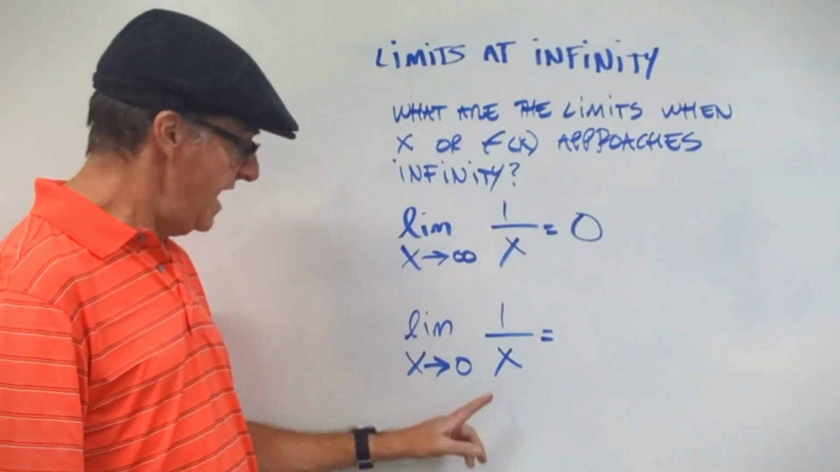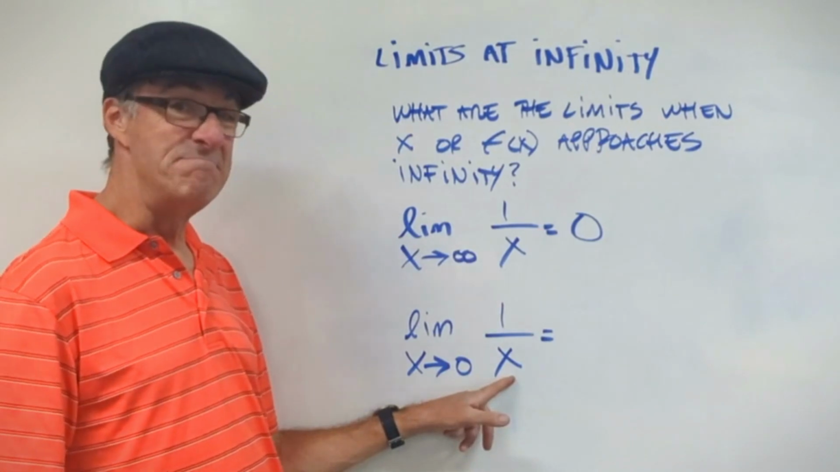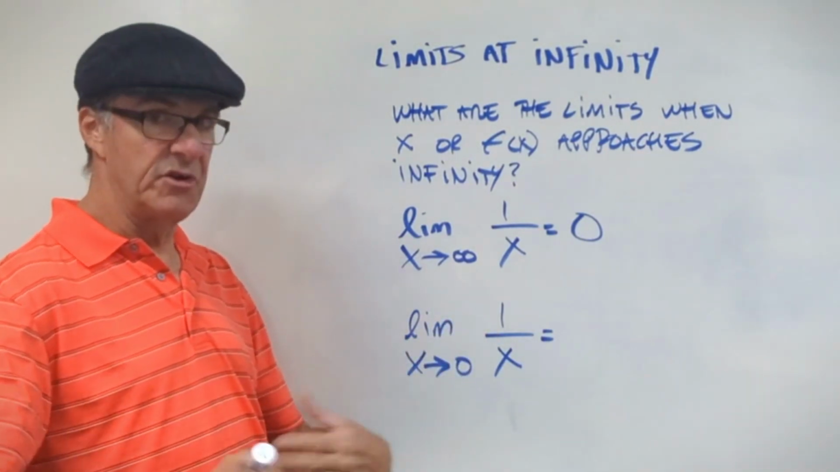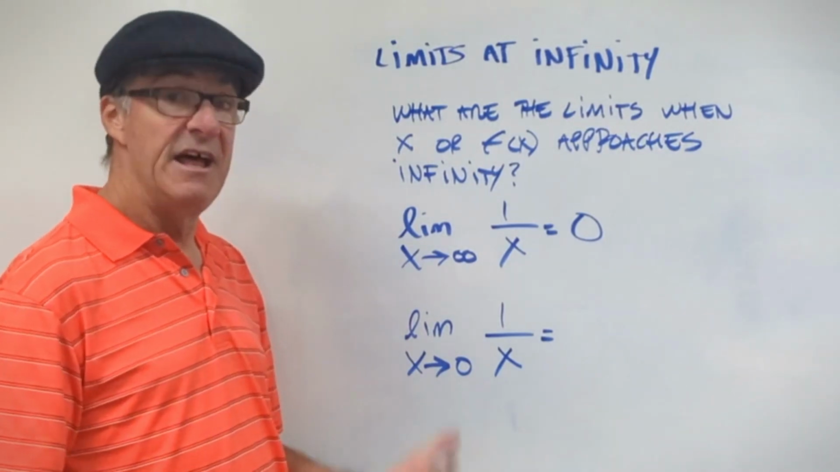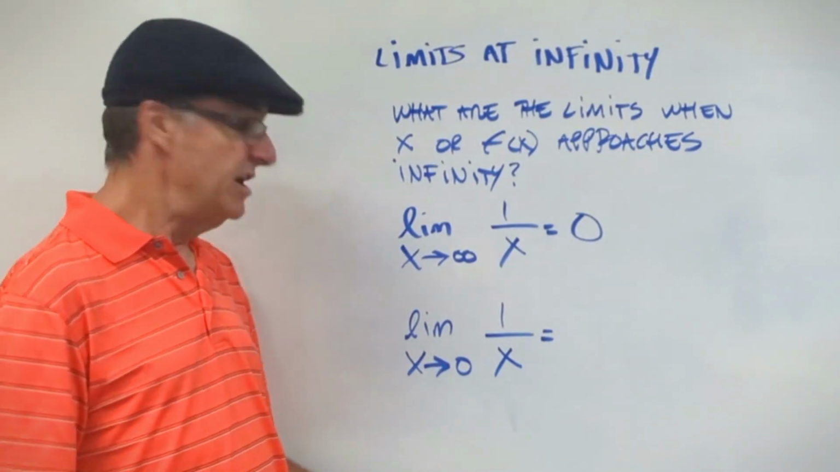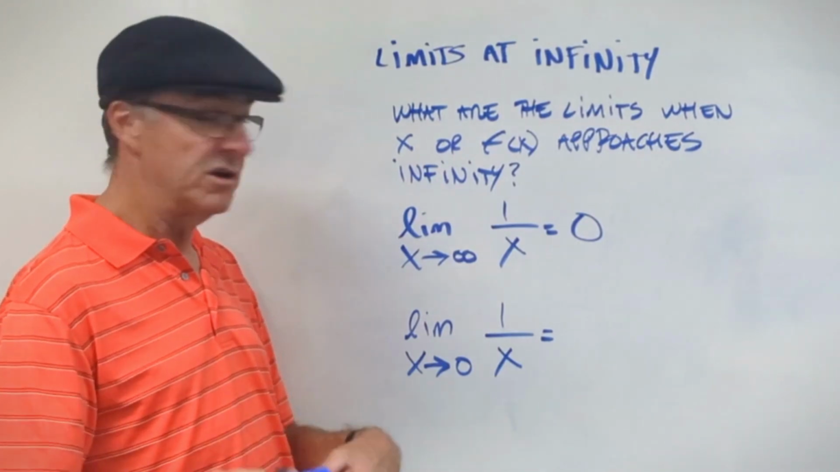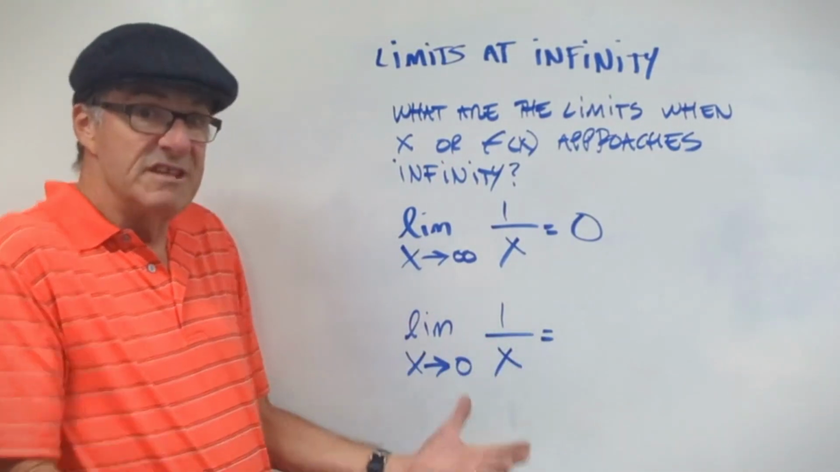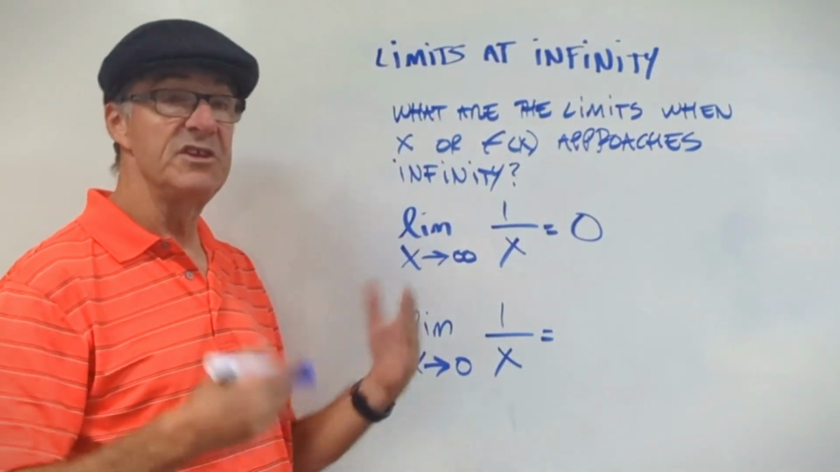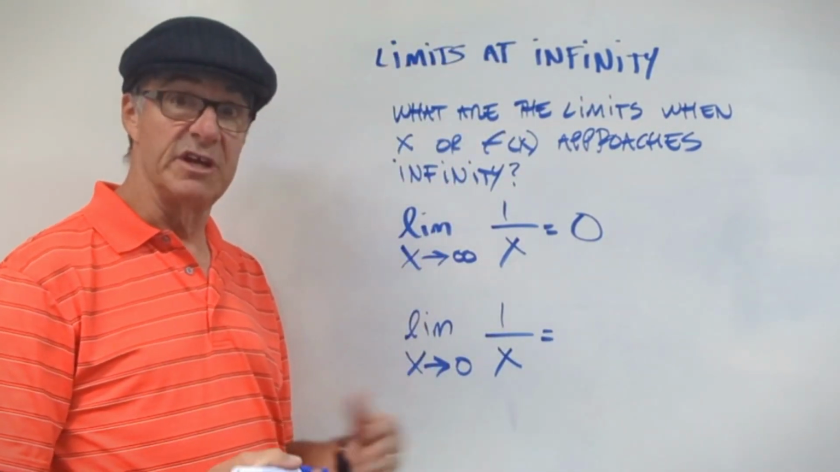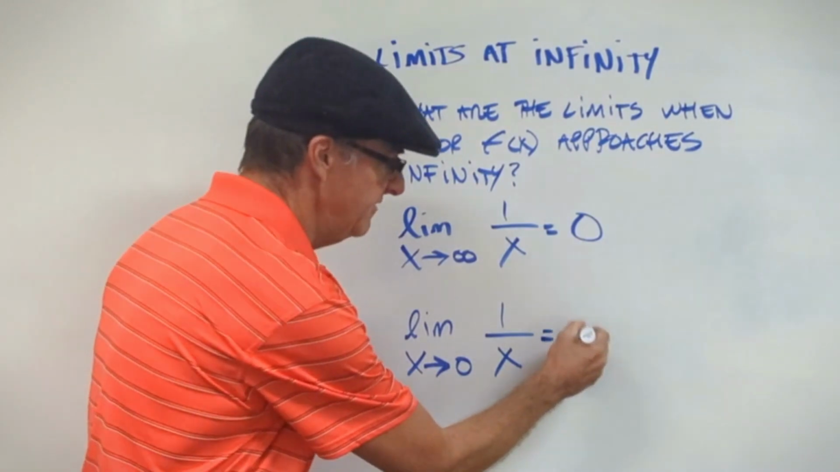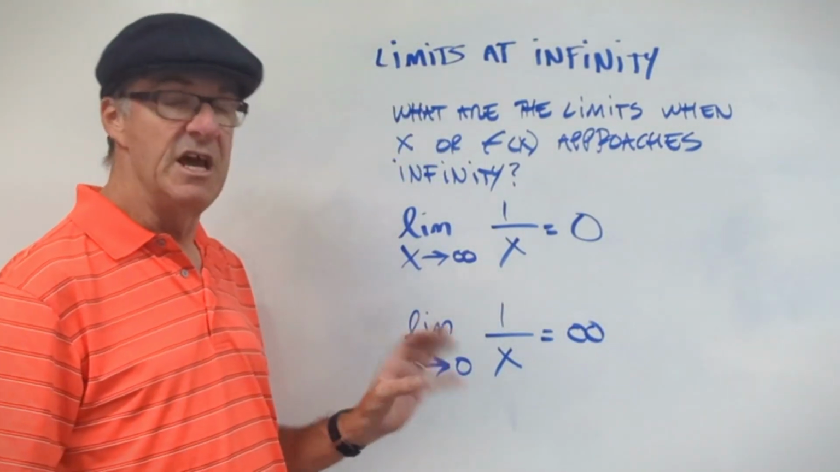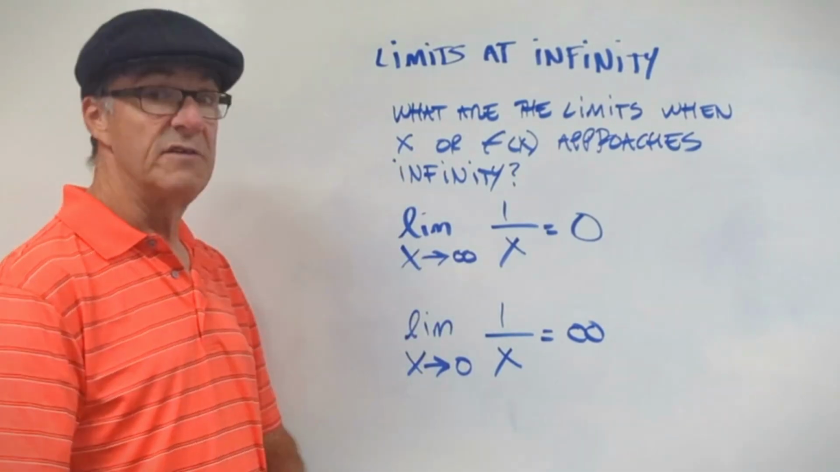Okay, so check it out. As the bottom of a fraction gets more and more tiny, like 1 over 0.000000001, that number is going to be huge. If you divide 0.0000 forever into 1, you're going to get a very large number. So there's no limit to how large you can get, so the limit is infinity. Okay? So these are two ways that infinity can come into our discussion of limits.